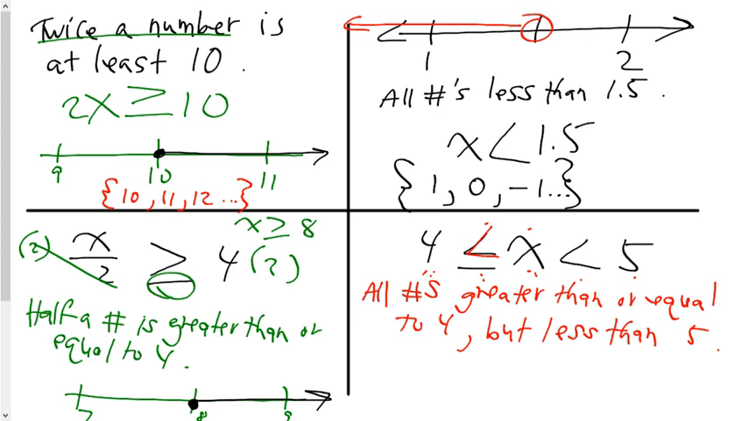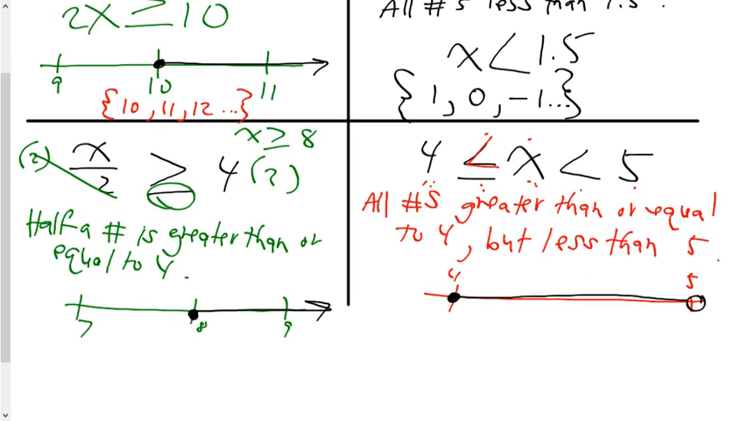When we put that in a number line, 4 goes here, 5 goes here. All numbers greater than or equal to 4. What does that mean my boundary point is? It's going to be closed. And all numbers less than 5, it's an open boundary point on that end. And all of those are going to be valid numbers in the set. Oh, I forgot to do a set over here, didn't I? Okay, I'll come back to that.